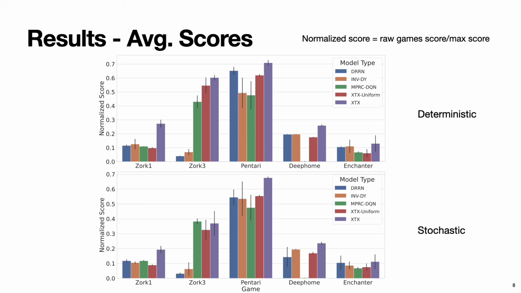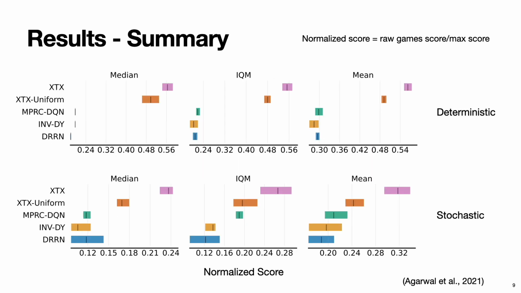Especially on games like Zork 1, Pentari, and Deep Home, we see substantial improvements in both settings. Note that even in the stochastic setting, our exploitation policy remains robust and can get the agent to the game frontier. We also report aggregate metrics like median, interquartile mean, and mean on normalized game scores. We again see that XTX significantly outperforms prior methods in both the deterministic and stochastic settings.